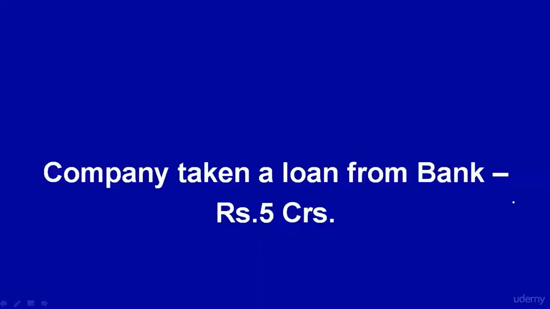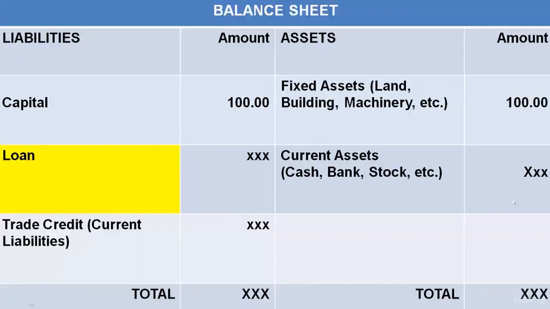Then the company had taken a loan from the bank, rupees 5 crores. So loan is something which has to be repaid as per schedule or at any point of time. So anything which should be repaid is a liability, and this should appear on the liability side, say loan 5 crore.